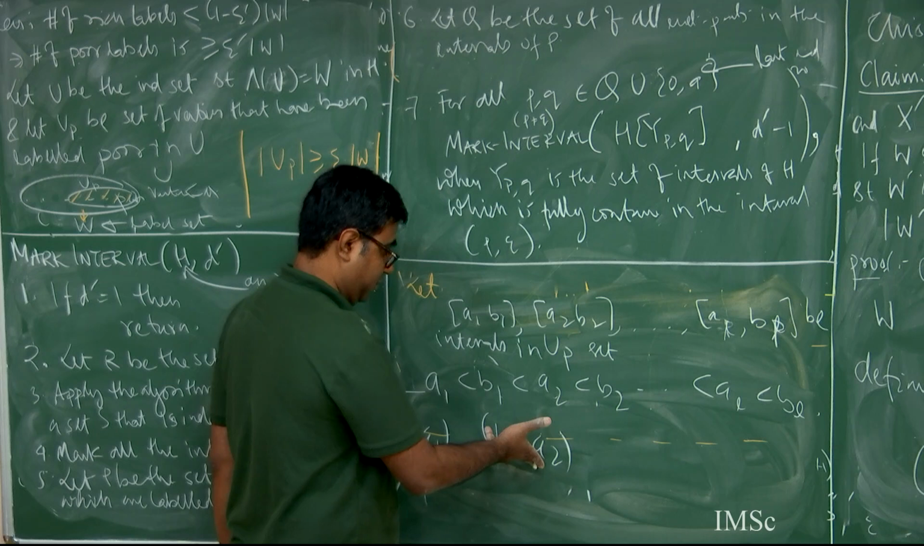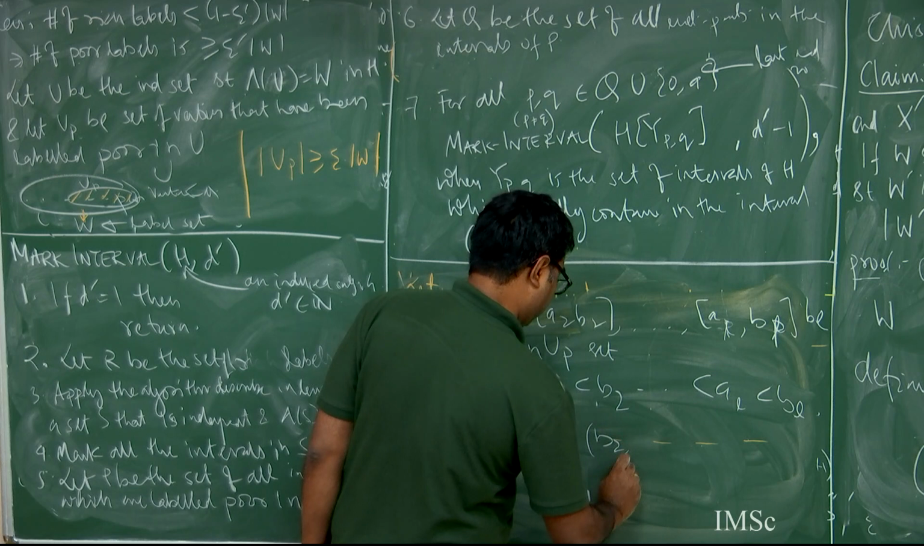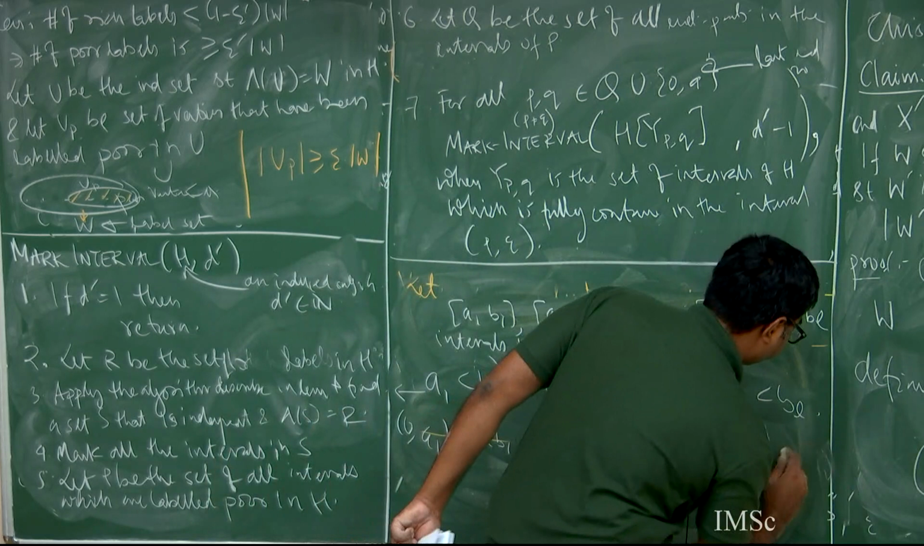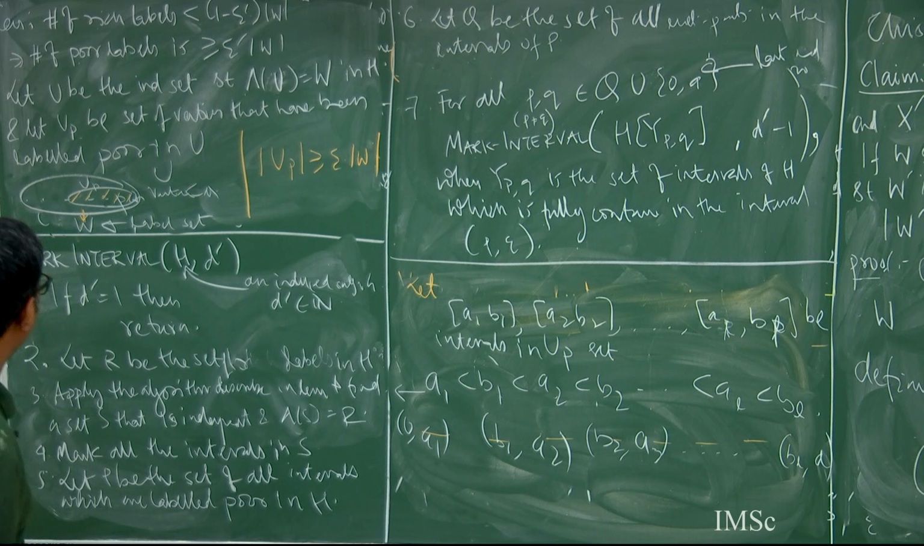Okay, fine. Anything between B1, A2, B2, I don't care because that's an edge. B2, A3 and dot dot dot, right? And the last will be what? BL and A, because 0, A we had made, right? And what do you know about this? All these intervals are disjoint from these intervals, because together they are an independent set.